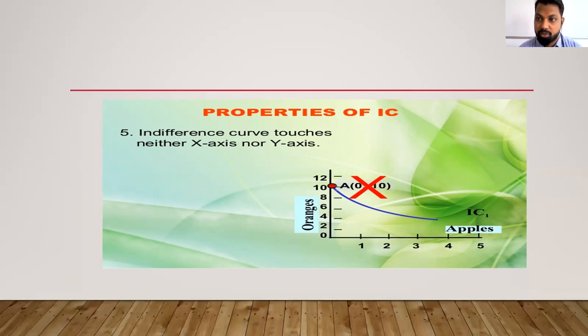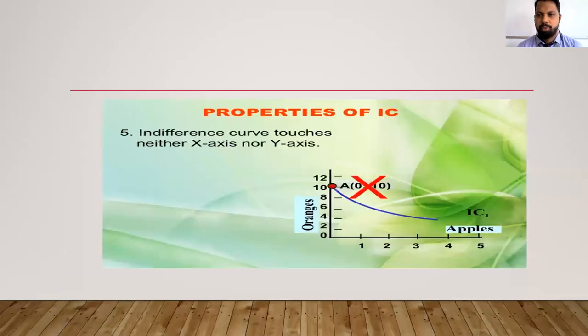So it is a combination of two commodities. If it touches one axis, one commodity will be zero and the other commodity will be maximum. If it touches the other axis, the other commodity will be zero and one commodity will be the maximum. So the indifference curve will never touch either of the axes. It never touches the X axis, and it never touches the Y axis.